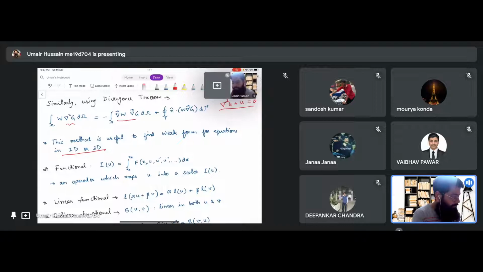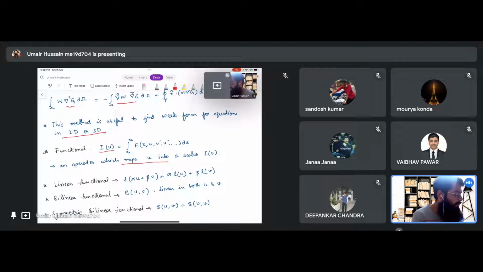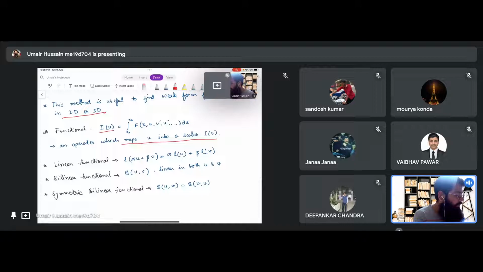Next we have the functional. Functional is basically an integration. It is said to be a function of a function, but there is always an integration involved, so that at the end you will get some scalar value. Mathematically, it maps u into a scalar I. This would be a known scalar constant, not a function. All these values xa, xb are known. Only this u is unknown.